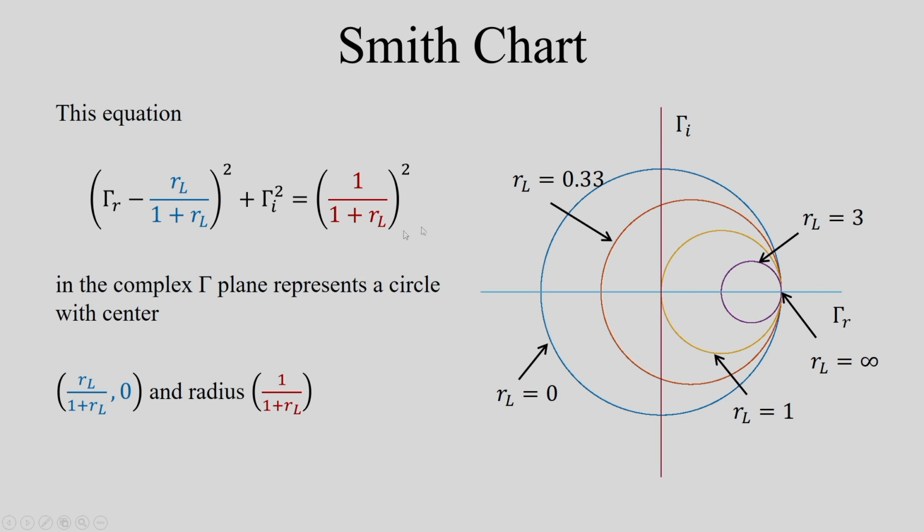So, please note that the outermost circle has a radius of unity, and all other circles for different values of RL pass through this point gamma R equal to 1 and their radii keep on decreasing.